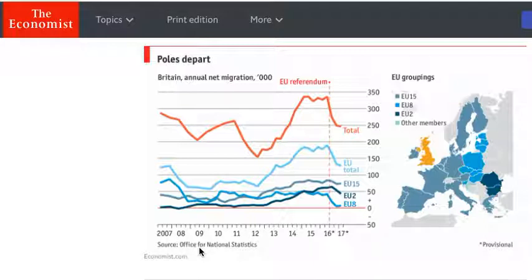You can see the source, the Office for National Statistics. And along the bottom, the horizontal axis, you've got the years 2007 to 2017. So that's a 10-year period. Then we can quickly look at the map. EU groupings. Okay, so each line represents a group and they have a number. EU 15, EU 8, EU 2, other members. And there's the map.